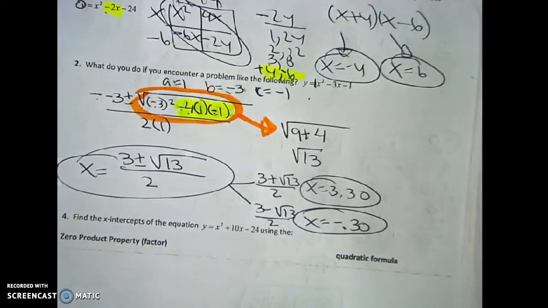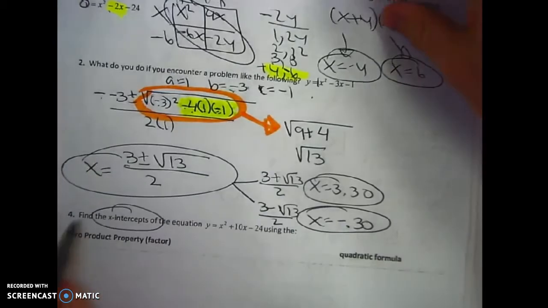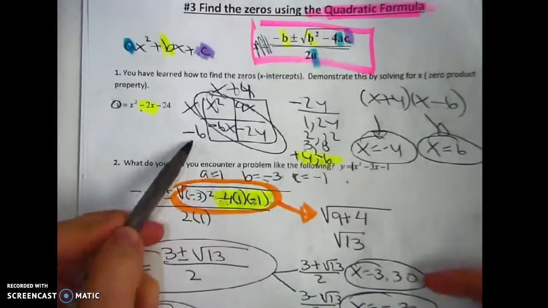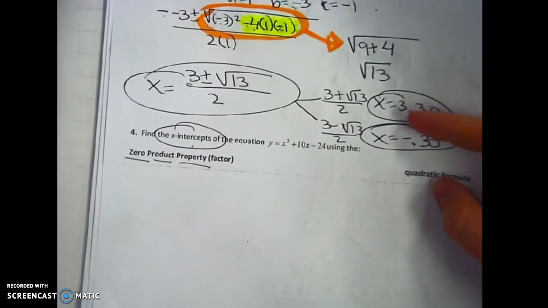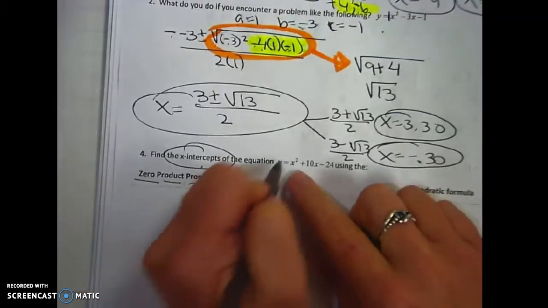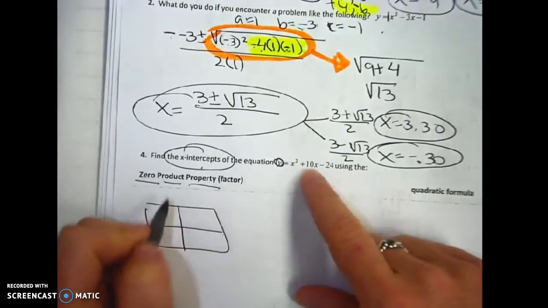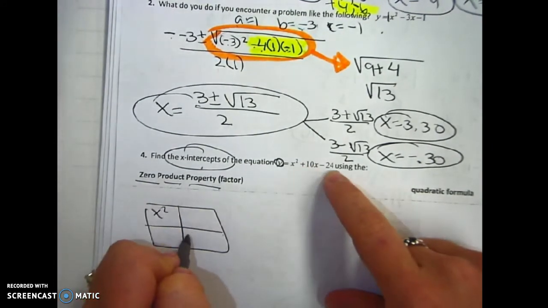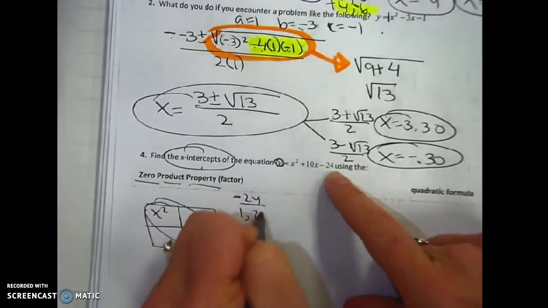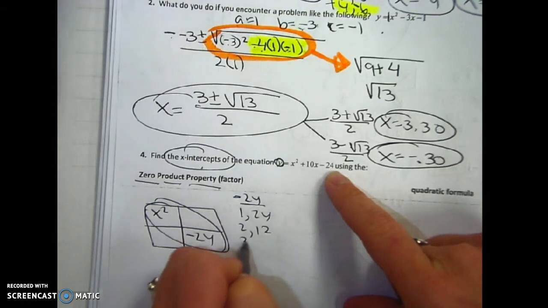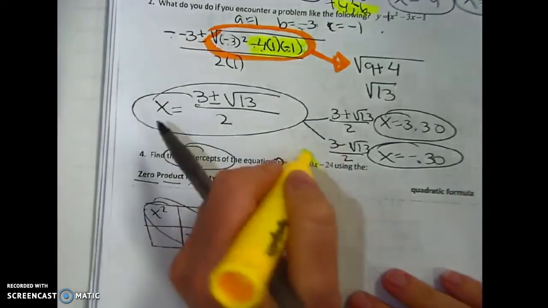Okay? So now we're going to try number 4. And I just say find the x-intercepts. Now to me, the easiest thing is to always do the box. So when they say the zero product property, what they're saying is do the box. So I'm going to take this, set it equal to 0, and I'm going to do my box. First guy, last guy, multiply. 1, 24, 2, 12, 3, 8, 4, 6. Remember, my goal is to get a positive 10.